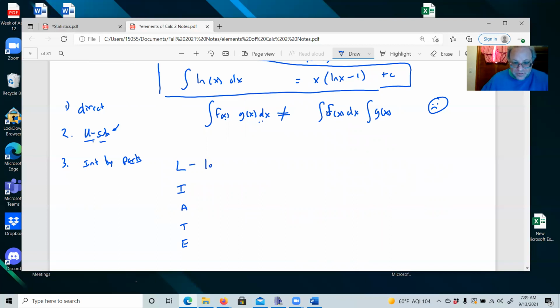And L stands for logarithm. I stands for an inverse function. A stands for algebraic. T stands for trig. And E stands for exponential. Okay, like, the e to the x kind of thing. What do I mean by inverse function? Well, I mean like the inverse tangent. But I don't know that. Like, I know, that's why it's a bowling ball. Okay, algebraic, these are polynomials.